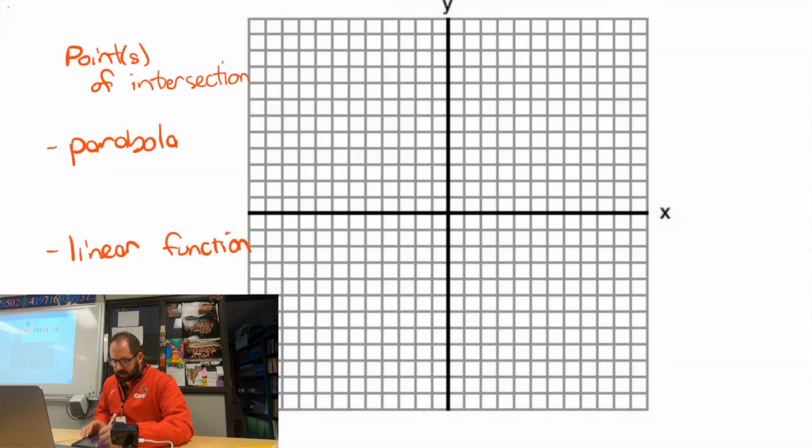All right, so let's take a look at an example here. Let's say the parabola that I want to do, let's go with x squared plus 8x, and let's go with minus 9.